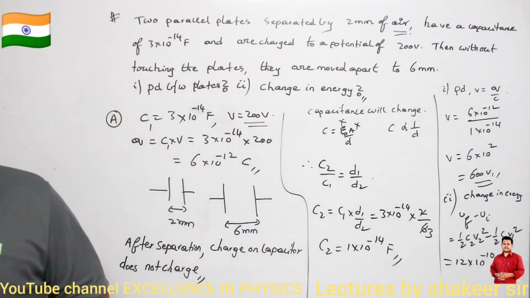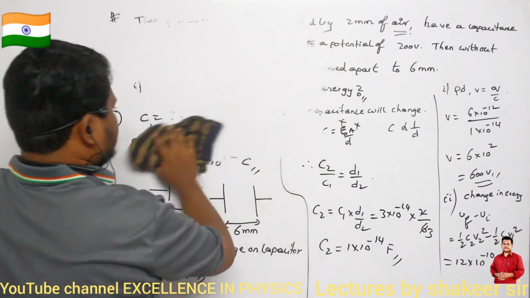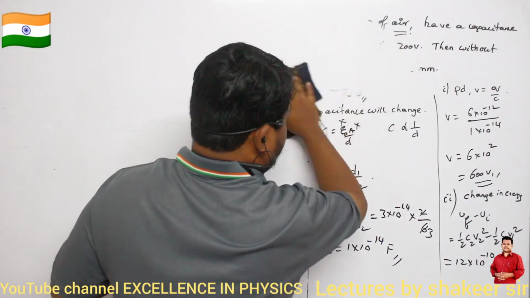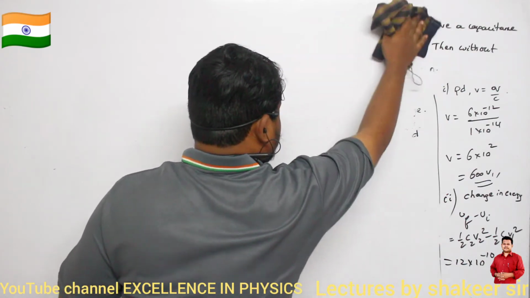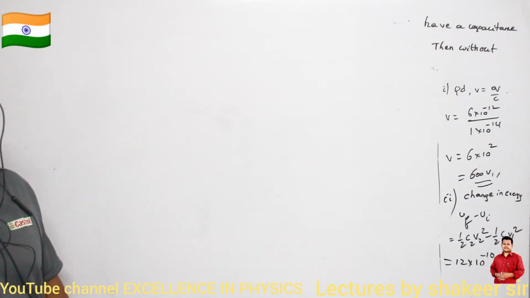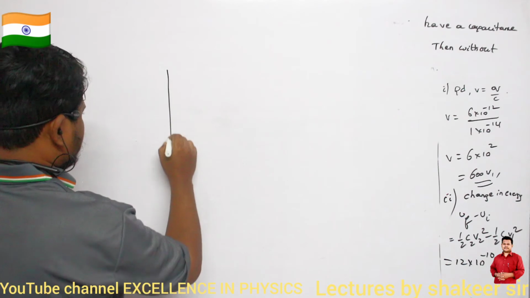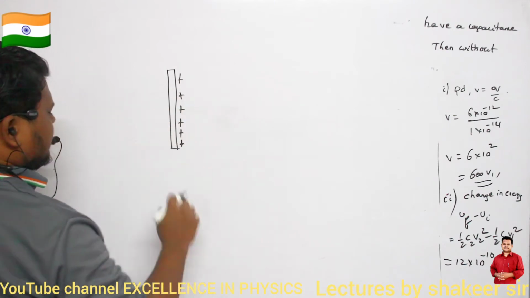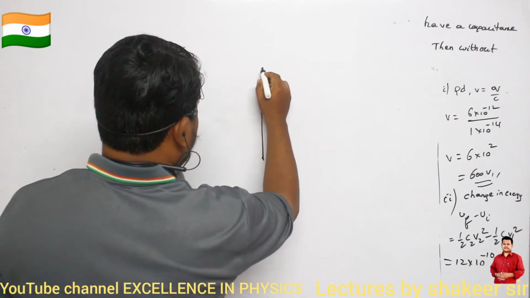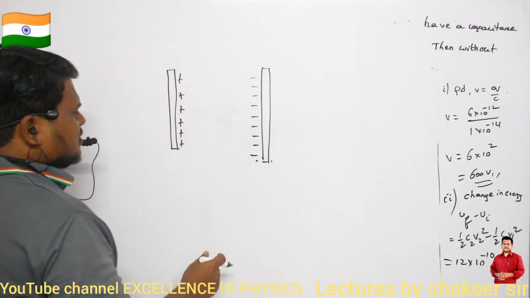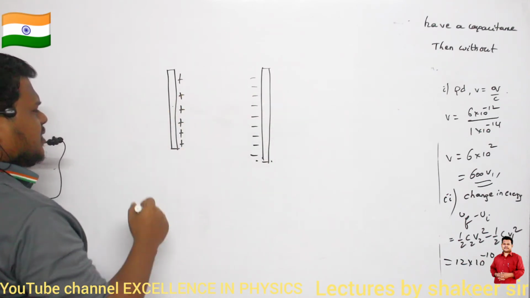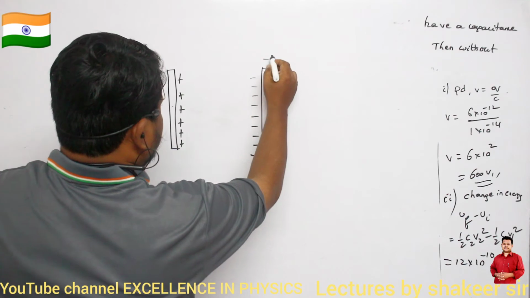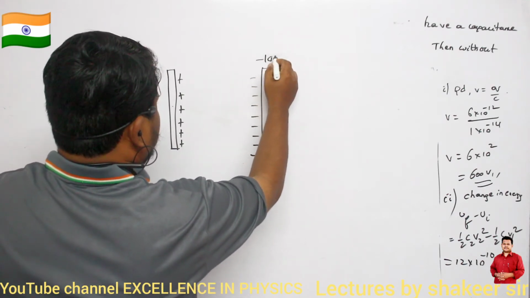Can you say why the potential difference has increased when the separation between the plates of the capacitor has increased? We have already discussed this, no? If this is a single plate having only positive charges, then it will have a bigger potential. But if you place another plate having a negative charge, then because of this negative charge, it will give some negative potential on this plate. For example, if I say this is 10 volts, the other plate is having minus 10 volts.